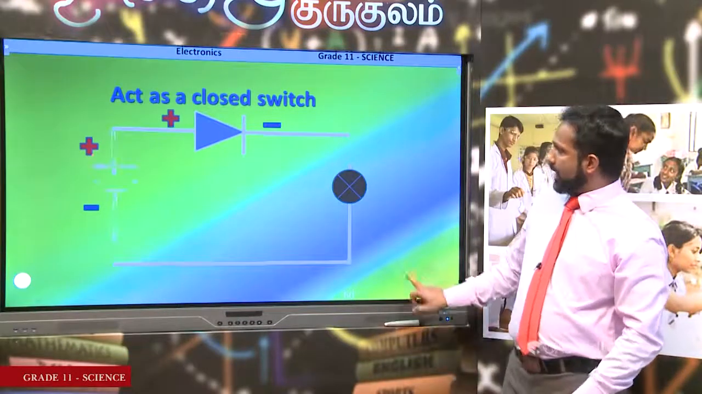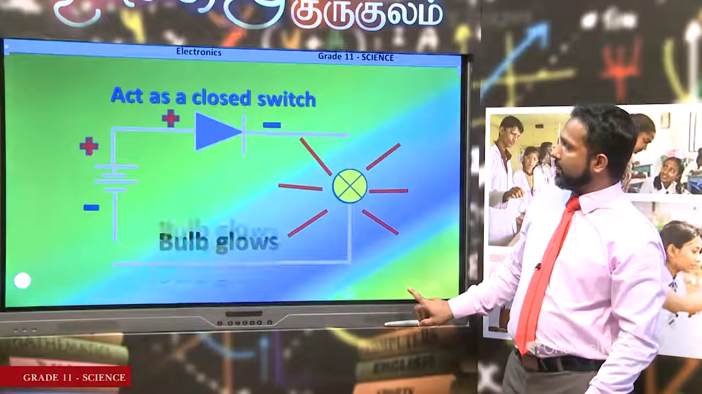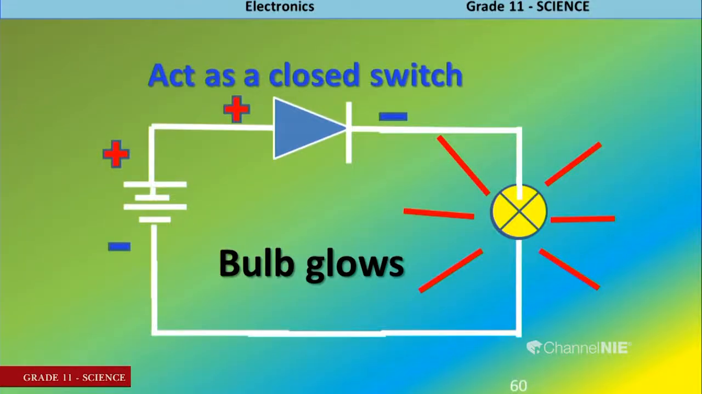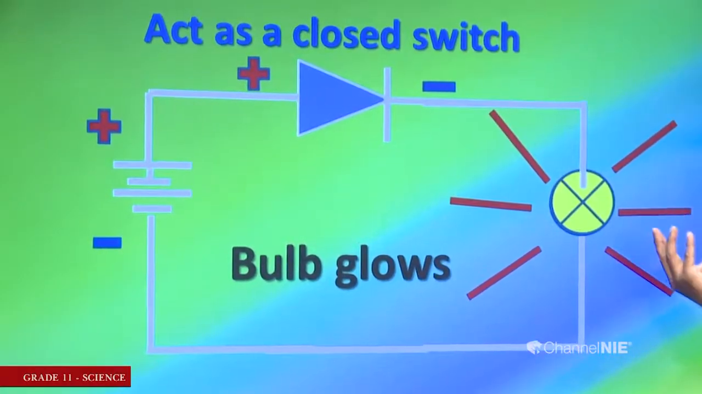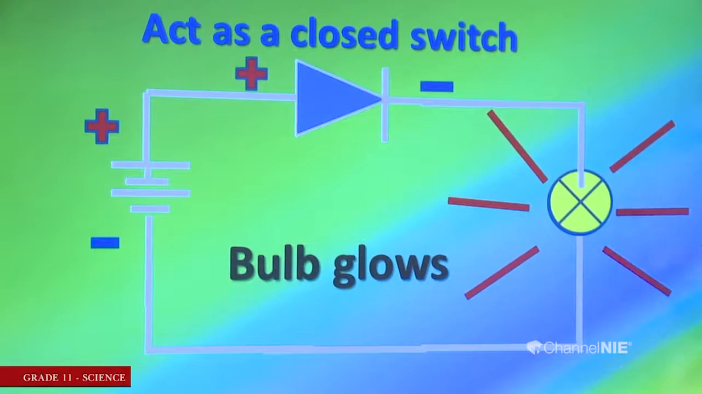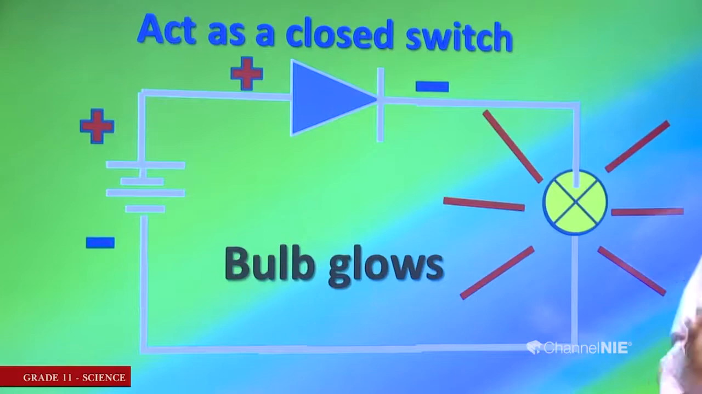We can use the diode as a switch. Here you can watch that when we connect the positive terminal to the P side or positive, and the negative terminal to the N side or negative, current flows through the diode in the direction of the arrowhead, and the bulb glows. So this is like a closed switch. So a diode can be used as a closed switch.